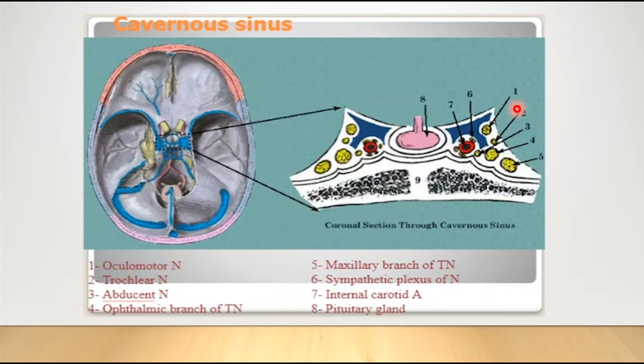So if you have a pathology in the cavernous sinus, you expect involvement of what you've listed below. For the trigeminal nerve branches, the mandibular branch is not involved in cavernous sinus pathology, just the ophthalmic and the maxillary branches. There's the internal carotid, which is in close proximity, and the pituitary gland. So with any pathology affecting there, we expect involvement of these nerves.